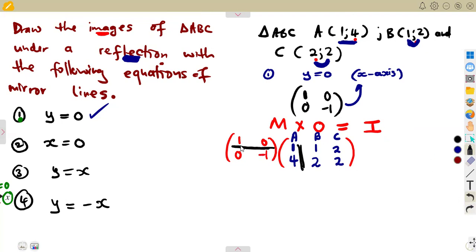That is 1 times 1, which is 1. Remember, you're supposed to add 0 times 4. That's a 0. Okay, you move on to this. You are still on the same row, but this column on B. So you multiply 1 times 1, which is 1, plus 0 times 2, which is a 0. Then you move on to this column of C, 1 times 2, that is a 2, plus 0 times 2, that's a 0. You're done.